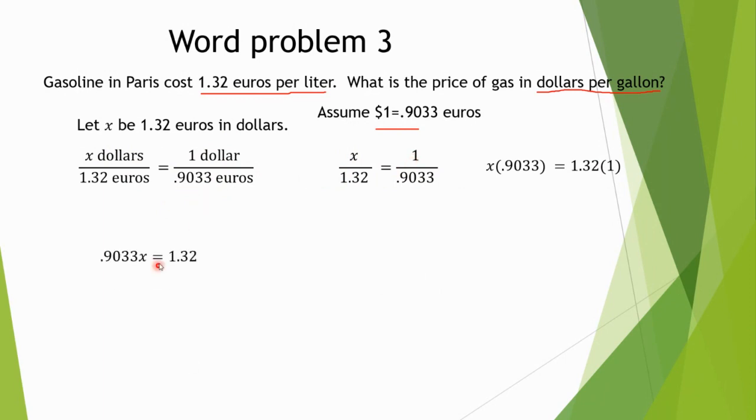Then we get this. Then we divide by 0.9033. We divide. And by dividing, we can get X. Wait, let me go through that again. So from here, we cross multiply, okay? By cross multiplying here, we get this. 0.9033 times X, that's on the left. 1.32 times 1, that's on the right. So we have this equality.